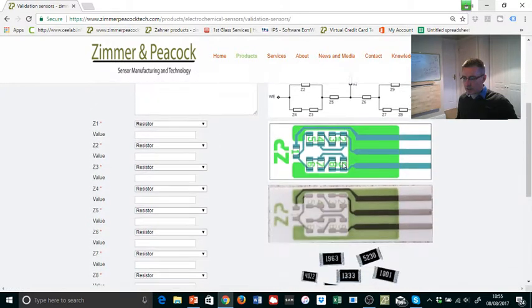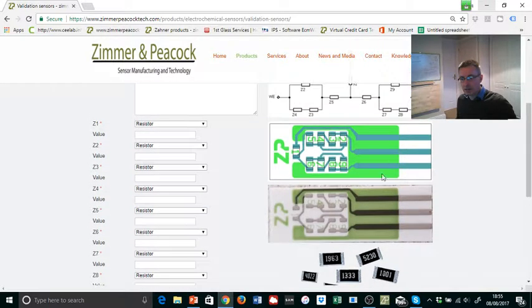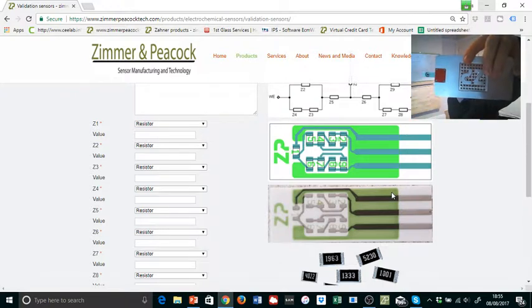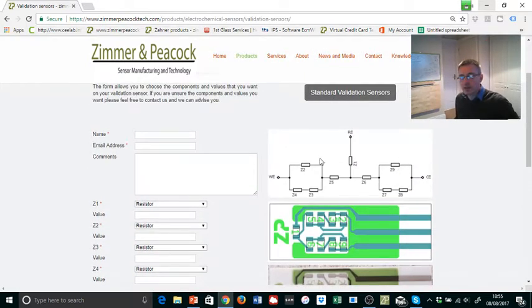If we go to the custom validation page, it's all blanks. Effectively, I'll hold this one up in a similar way, we have a reference electrode here, a working electrode here, and a counter electrode here. So I'll just say that again. This is the reference electrode, this is the working electrode, and this is the counter electrode. And what we do is we say, if you just want our standard validation sensor, then I'll go back one page and I can just buy a standard validation sensor.